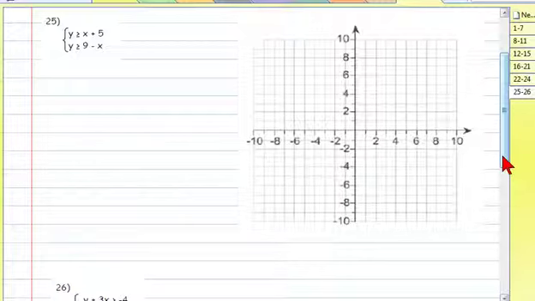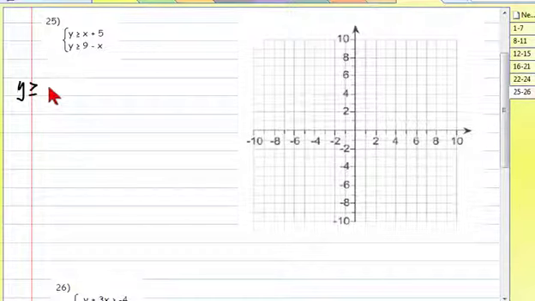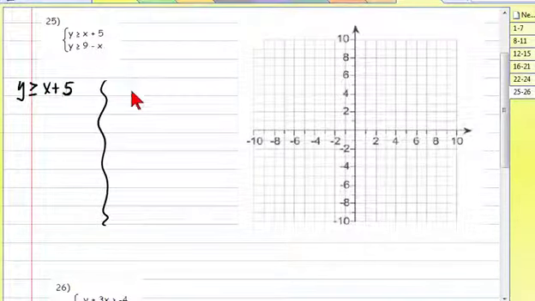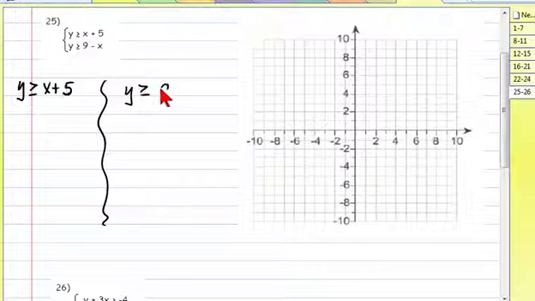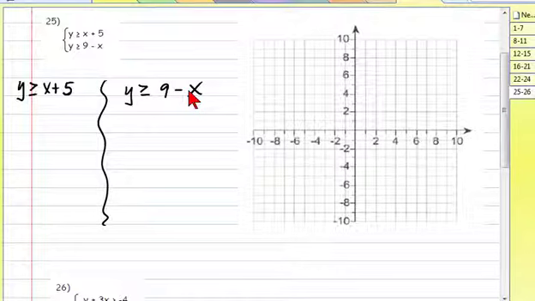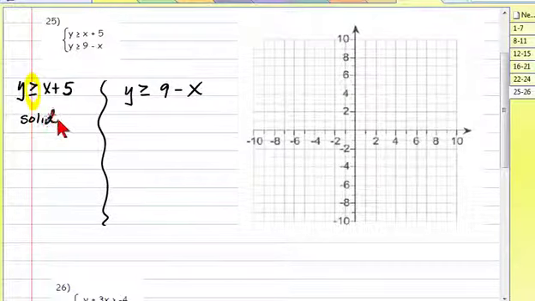All right, number 25, here's my system. Y is greater than or equal to x plus 5, and the other one is y is greater than or equal to 9 minus x. I want to be really careful on these. I want to look at just this first one for a minute. It's already got a y equals, so will I use a dotted or a solid line? Solid line. Will I be shading above or below? Above.